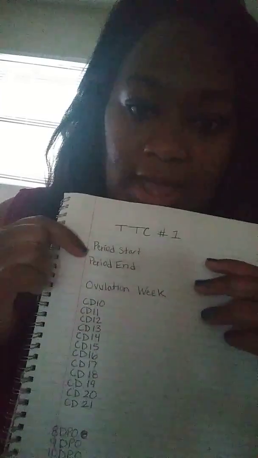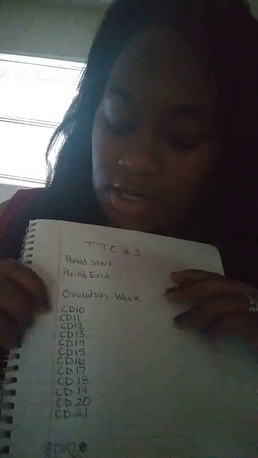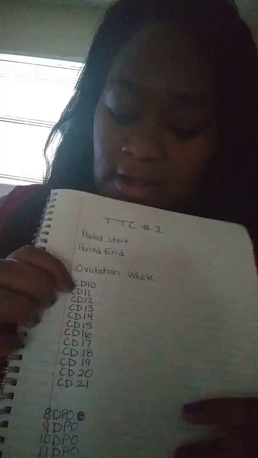So my TTC chart, I made it in my notebook. I wrote in my period start, my period end, and ovulation week. I'm going to start testing on cycle day 10. This is my first time testing, and I've done a lot of research. People sometimes ovulate around day 10, so I want to start off early, and I'm going to test all the way up to cycle day 21. I do not know when I ovulate at all, and I've never used OPKs, so this is just my guide.